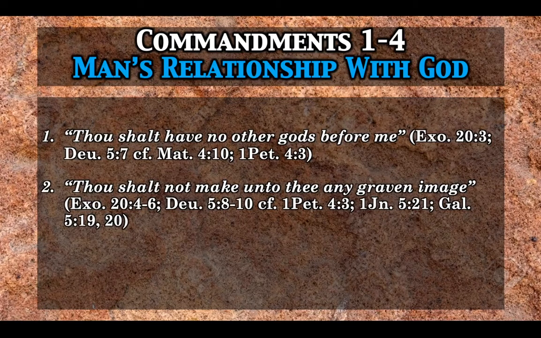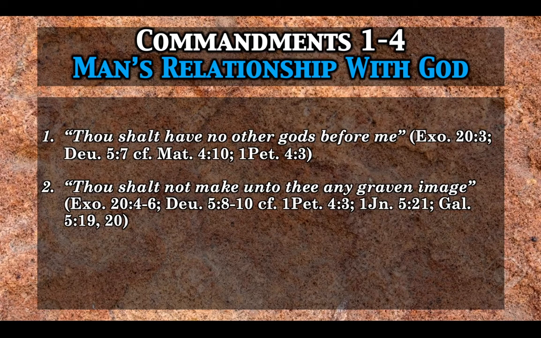Commandment number two: thou shalt not make unto thee any graven image. That's Exodus 20:4-6, or Deuteronomy 5:8-10. In addition to 1 Peter 4:3 that we just read, which shows idolatry is to be abominable, that point is just as valid in relation to commandment number two as it was to commandment number one. But in addition to that, there's 1 John 5:21. John said, "Little children, keep yourselves from idols." Amen. And so again, we see it's brought over into the new.